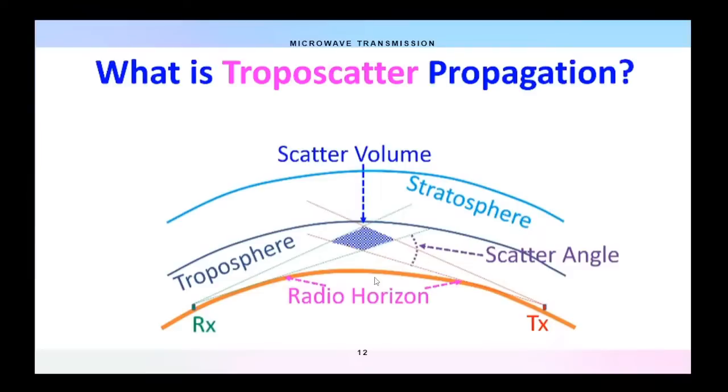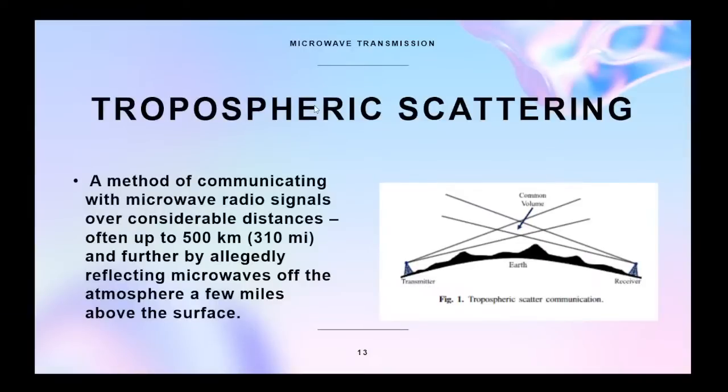Now they're not going to just not use it, right? So now we have another little explanation here. Here you see it shoots it out horizontally. The Earth curves down underneath it. It goes off in towards space, but it gets about 5 miles up, and they say that it just reflects back down to the receiver. A method of communicating, tropospheric scattering is a method of communicating with microwave radio signals over considerable distances, often up to 500 kilometers, 310 miles, and further by allegedly reflecting microwaves off the atmosphere a few miles above the surface.